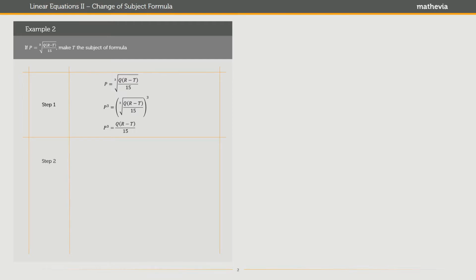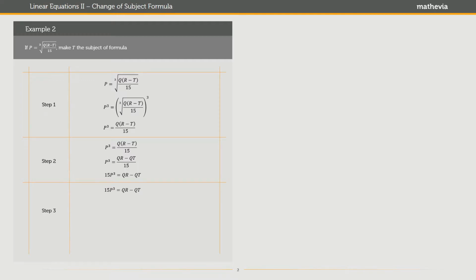The next thing we want to do: we have p cubed equals q multiplying r minus t over 15. I'm going to expand the expression we have at the top there. So I have p cubed equals qr minus qt over 15. Then I'd cross multiply, and I have 15p cubed equals qr minus qt. It's getting very interesting now. We have a very straight equation here.